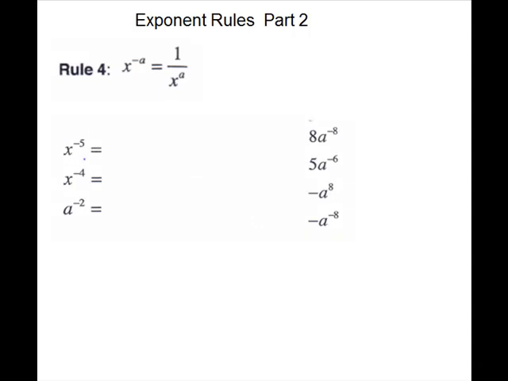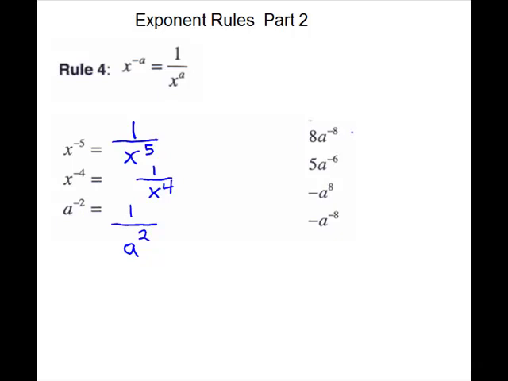First one, we have x to the negative fifth power. It is going to shift to the denominator and become x to the positive 5. The next one is exactly the same. X to the negative 4 becomes 1 over x to the positive 4. Third one will become 1 over a to the positive 2. So if something has a negative exponent, you shift it to the opposite place and change the exponent to positive. You always have two changes together.